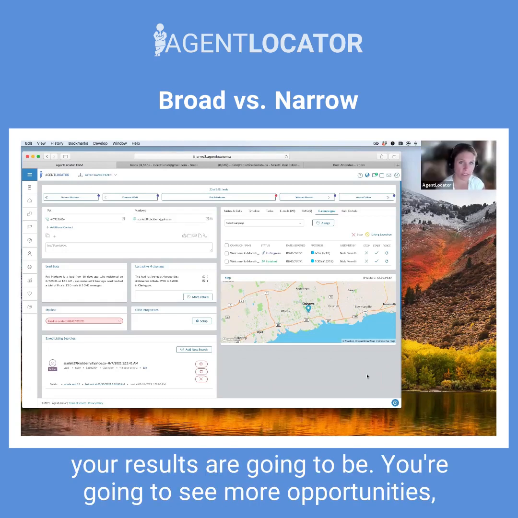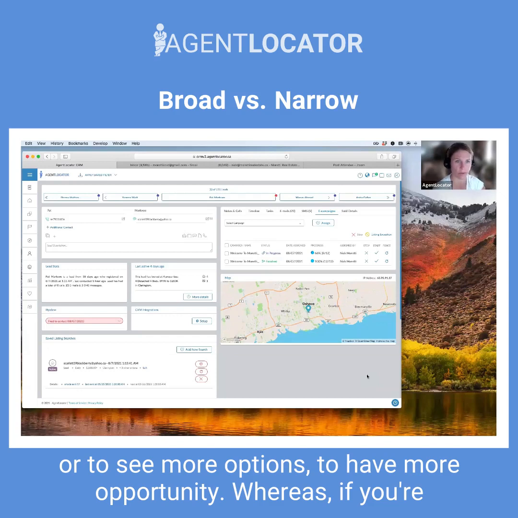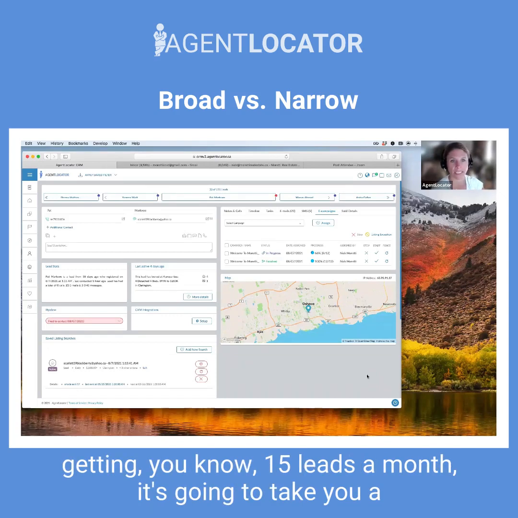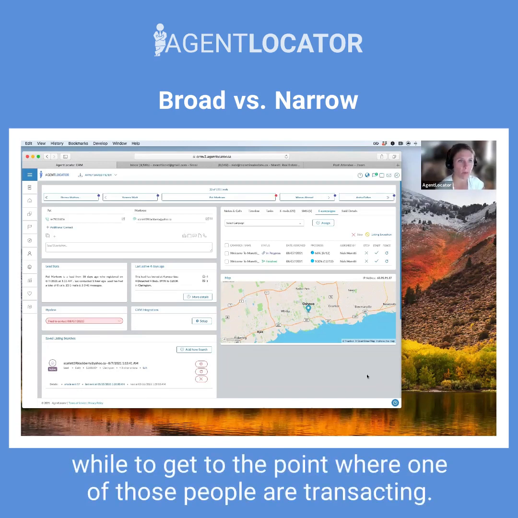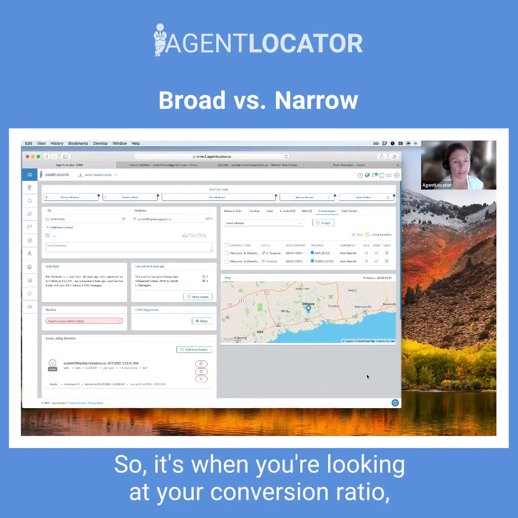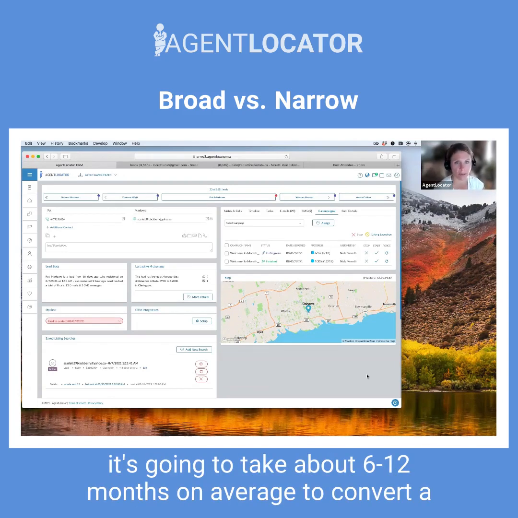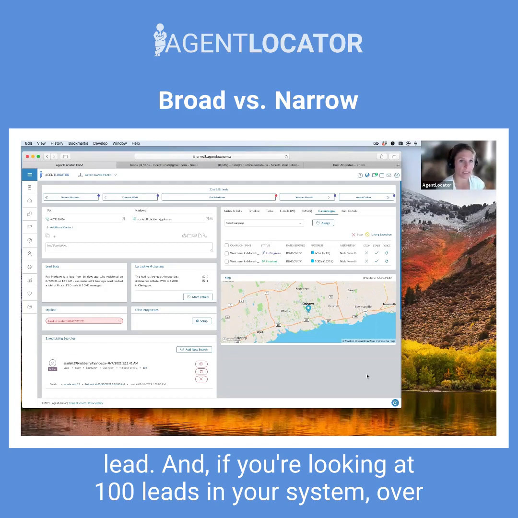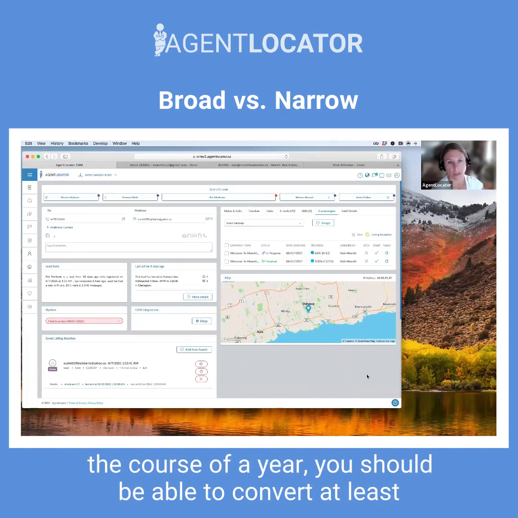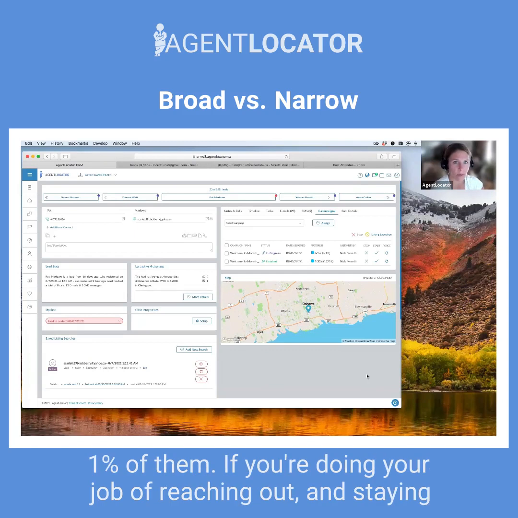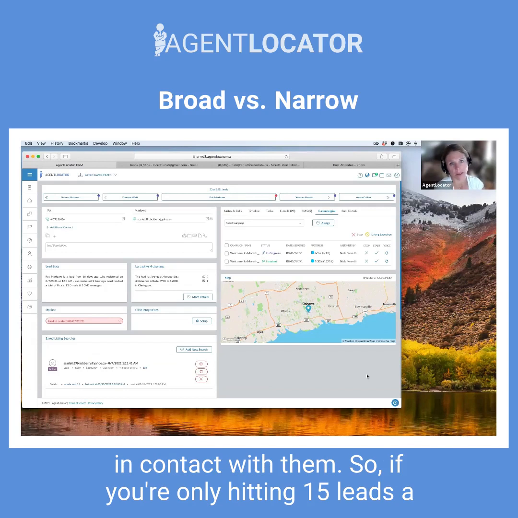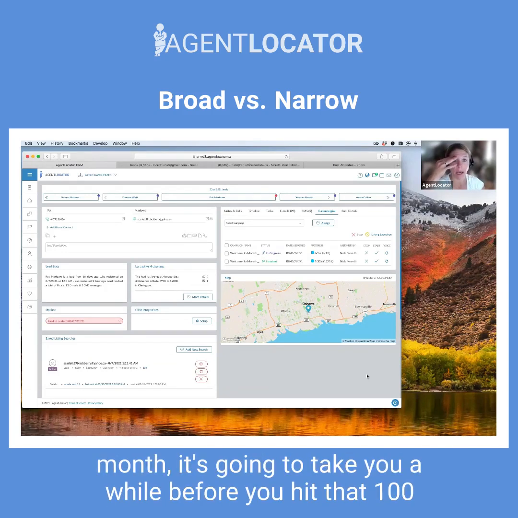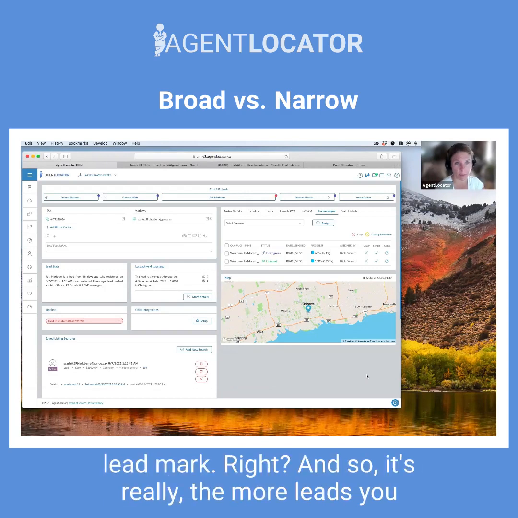You're going to see more opportunity. There's just more options. Whereas if you're getting 15 leads a month, it's going to take you a while to get to the point where one of those people is transacting. When you're looking at your conversion ratio, it's going to take about 6 to 12 months on average to convert a lead. And if you have 100 leads in your system over the course of a year, you should be able to convert at least 1% of them if you're doing your job of reaching out and staying in contact with them. So if you're only hitting 15 leads a month, it's going to take you a while before you hit that 100 lead mark.